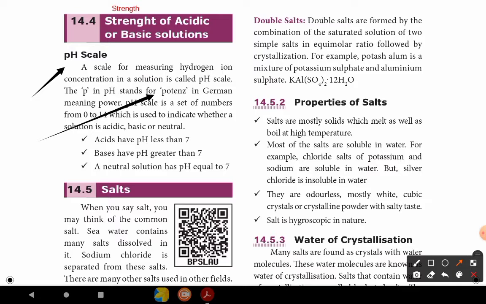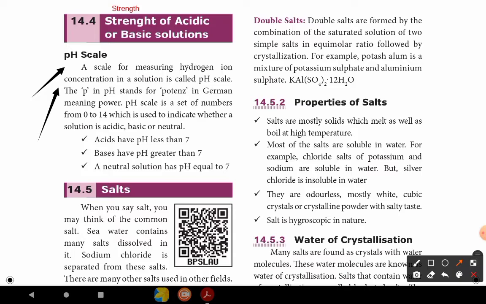So the pH scale is nothing but a scale, a measurement. It's a measuring unit. A scale for measuring hydrogen ion concentration. See, you have the solutions, and to measure the hydrogen ion concentration, how much hydrogen ion is present in the solution, we can use the pH scale. So the more the hydrogen ion, the more acidic it will be. And of course we have the hydroxide ions also.